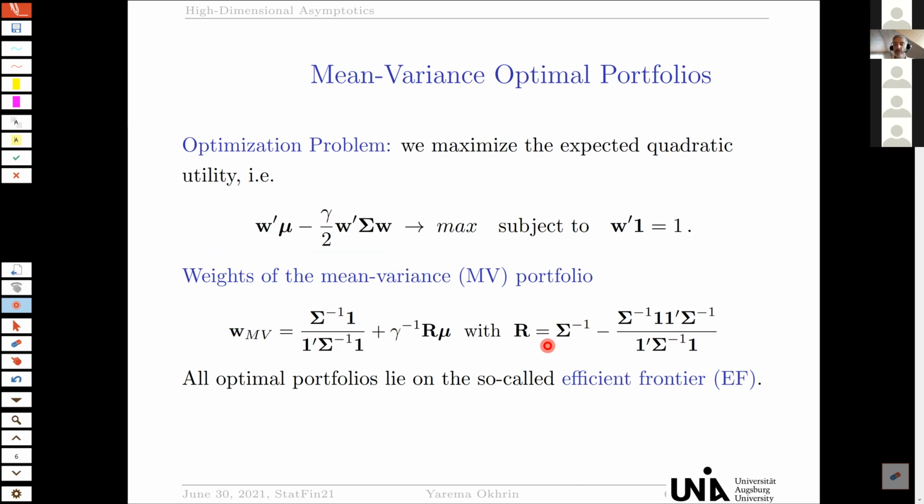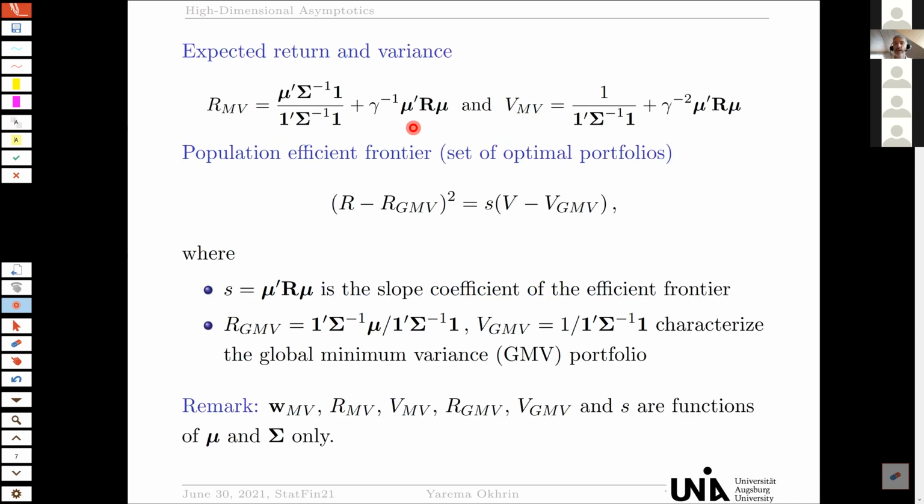Now, of course, this works only in theory. In practice, we will need some more stuff. So first, we need the expected return of the portfolio. What do we expect from our asset allocation strategy, and the variance, or the risk measure. And then this efficient frontier that I mentioned on the previous slide is a hyperbola characterized by the following equation.